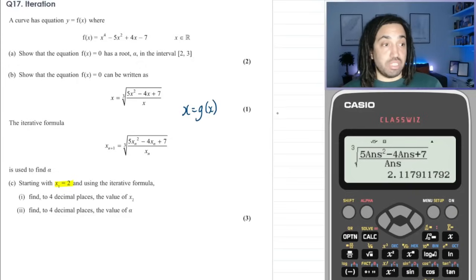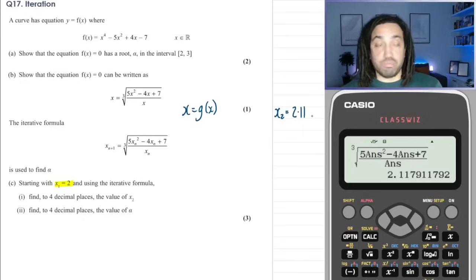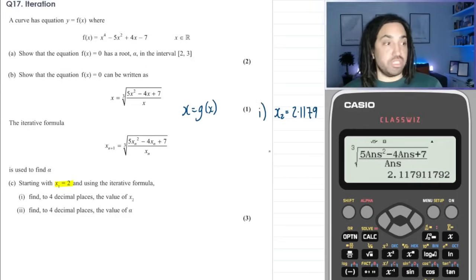And we just need to write that down. So x2 equals, and what's it to 4 decimal places? 2.1179. Okay, great. And that's it. That's all we need to do, in fact. We just need to show x2.